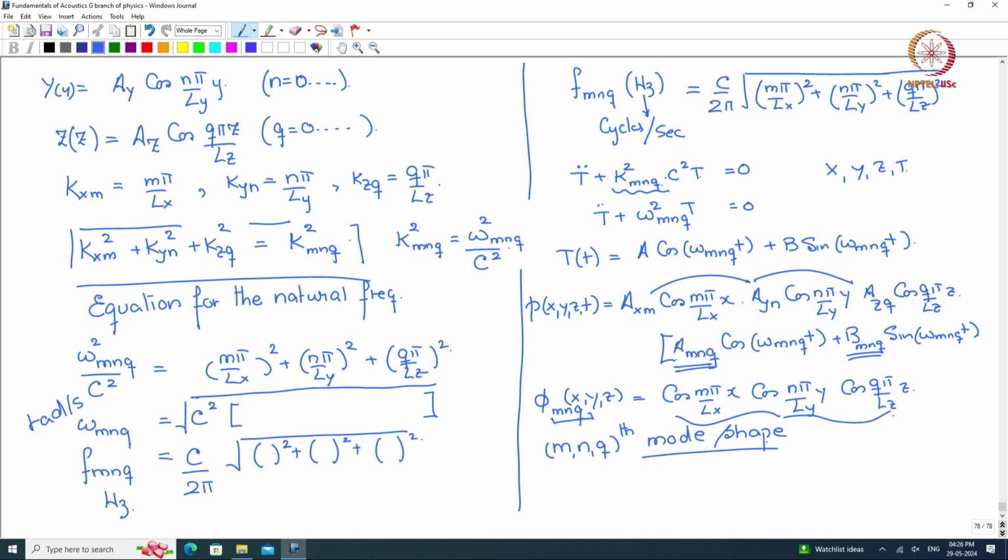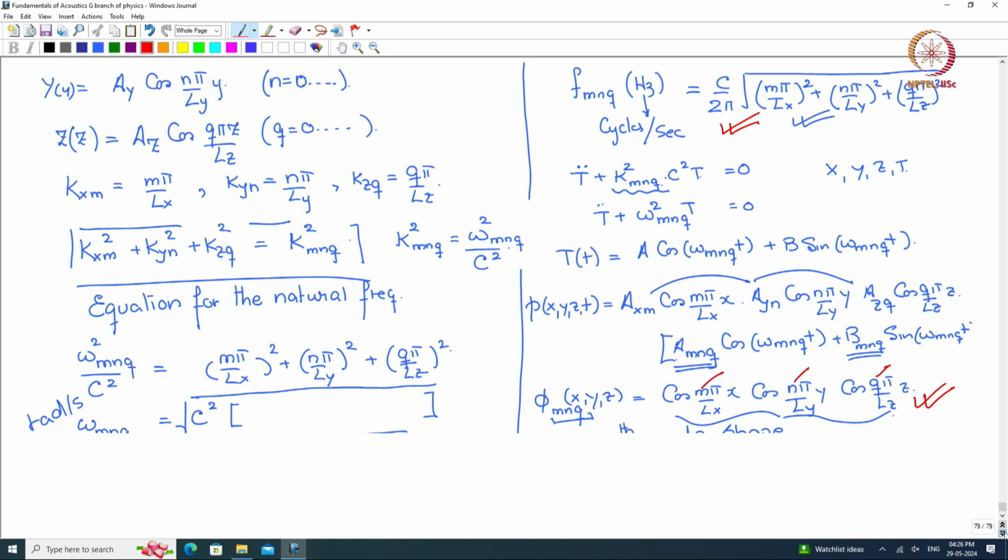Okay, and it has this natural frequency. So this is the mode shape, and that is its natural frequency in hertz. And this is the solution. So we write now the total solution, because there are infinity of these, and infinity of these. So we have to sum that up, because each of those is still a solution.